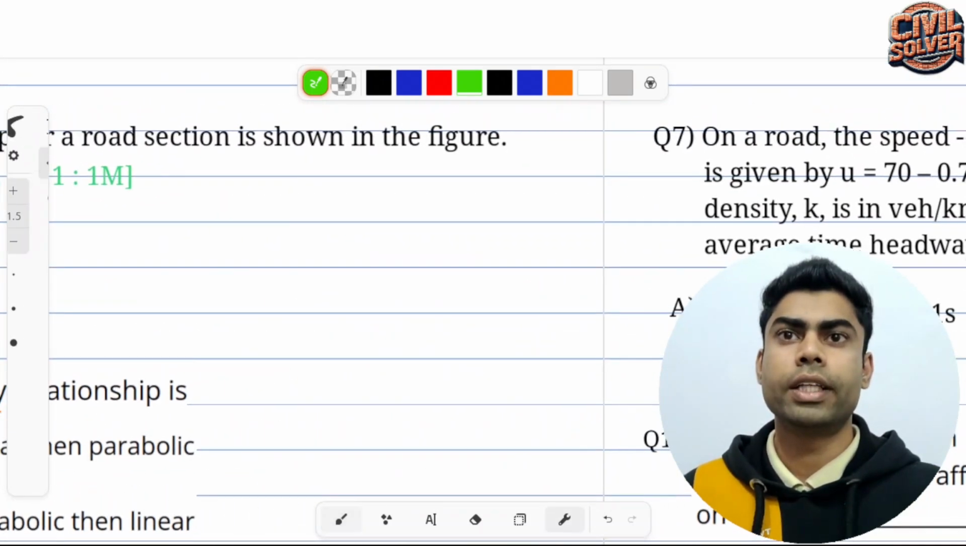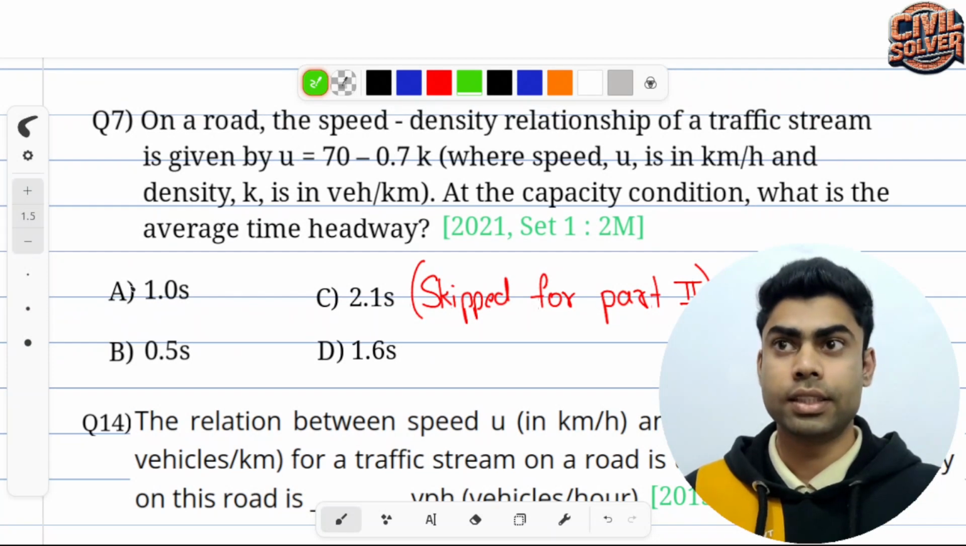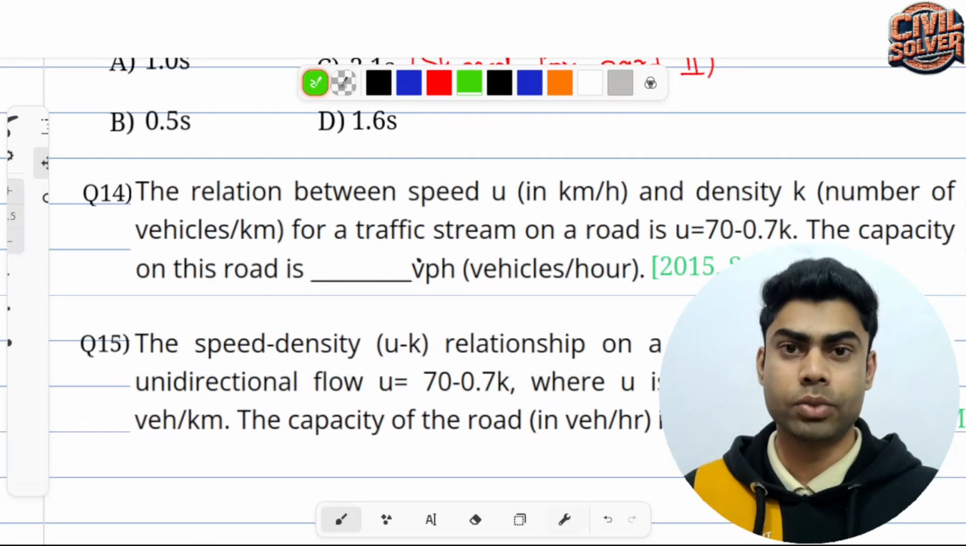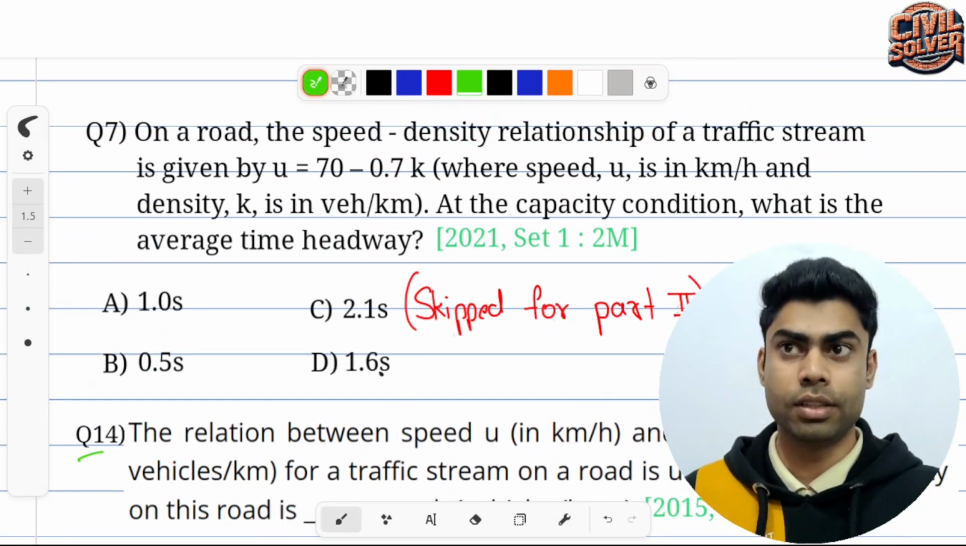Then moving on to the next question, we have this question number 7. Yes guys, this is the question which I skipped in part 1 of this series. And why I skipped it, now you will see. Because this exact question has been asked 3 times already. They didn't even change the numerical values. The answers of question number 14 and 15 are also the same, and it's a numerical answer type question. And this makes this question really special.